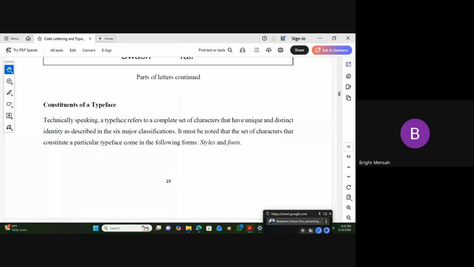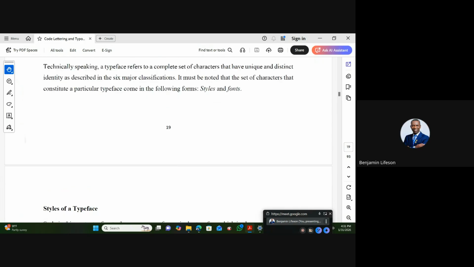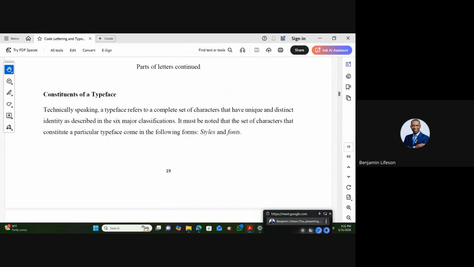Technically speaking, a typeface refers to a complete set of characteristics that have a unique and distinct identity, as described in the 6 major classifications. It must be noted that the set of characteristics that constitute a particular typeface come in the following forms: styles and fonts.